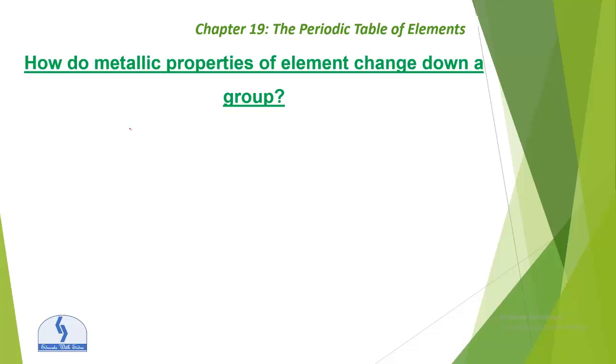Do the metallic properties of elements change down a group? Going down a group, there is an increase in the metallic properties, and a decrease in the non-metallic properties, right?